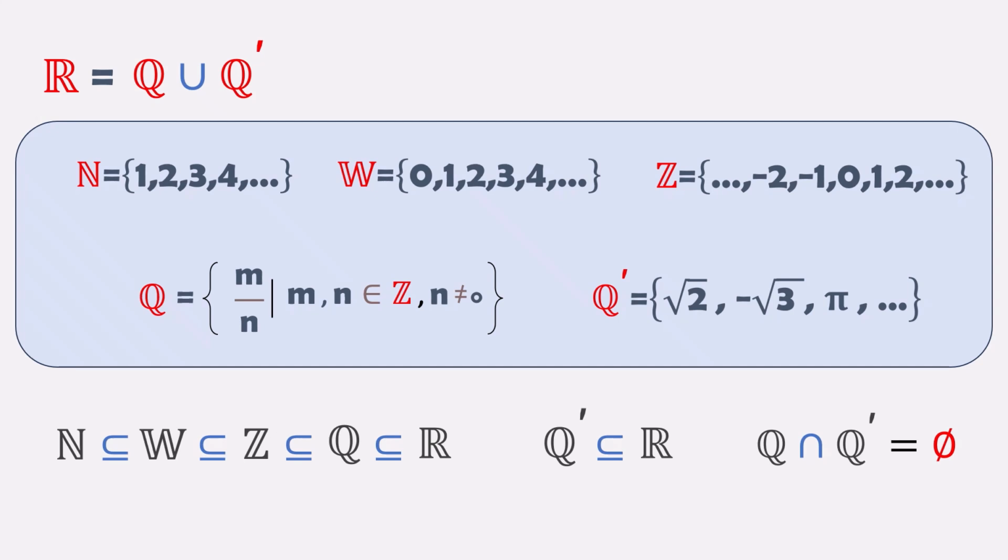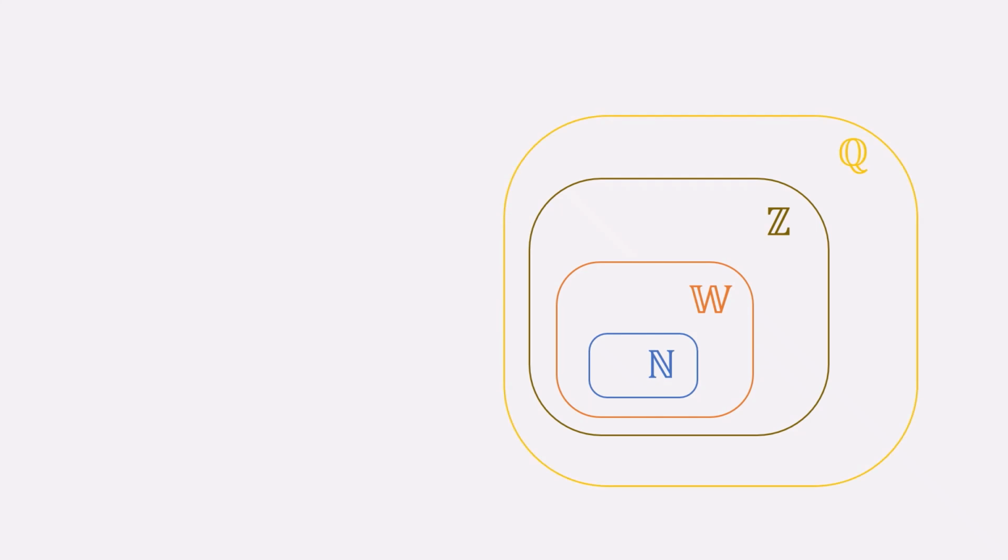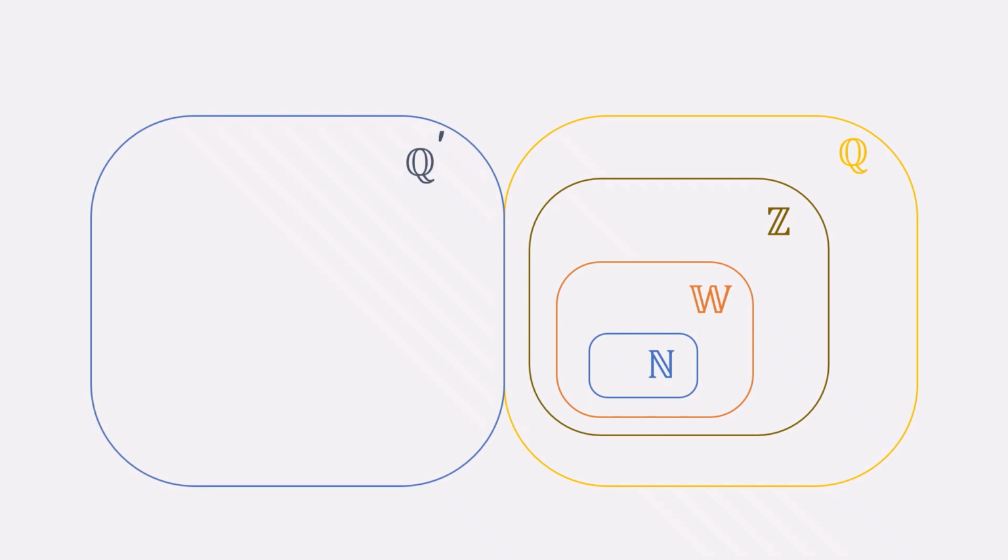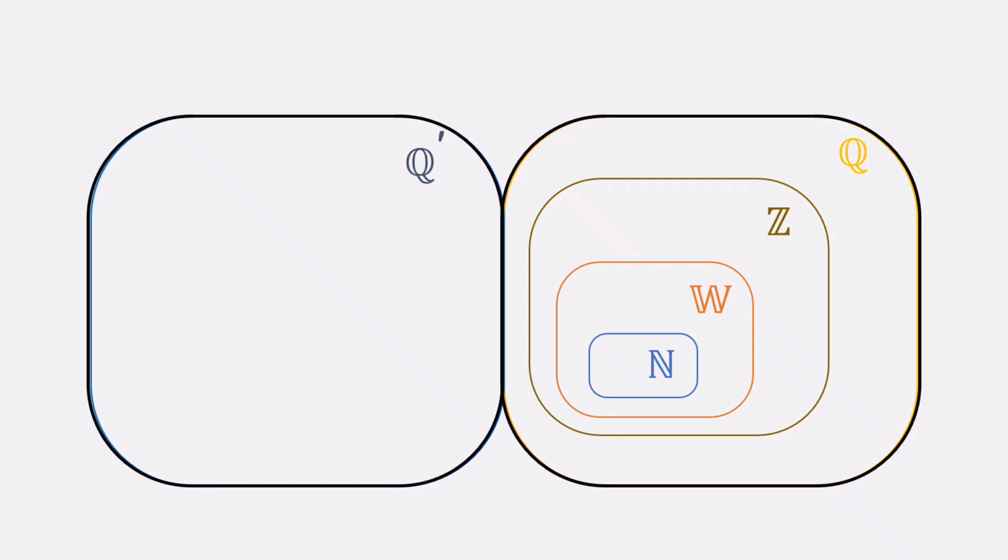Now that we are familiar with the relationships between different sets of numbers, it's better to visualize them in a diagram. Here, if this is the set of natural numbers, then these are the sets of whole numbers, integers, and rational numbers. But since the sets of rational and irrational numbers have no overlap, we need to represent them separately. And now, we call all these sets together the set of real numbers.